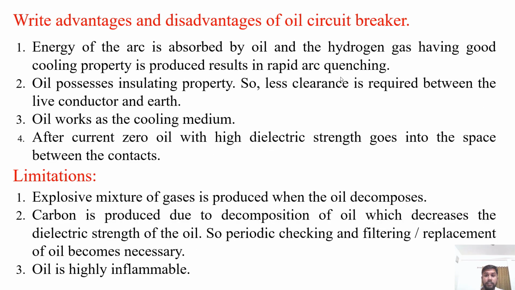Advantages and disadvantages of oil circuit breaker. So advantages are: energy of the arc is absorbed by the oil, and hydrogen gas having very good cooling properties is produced and results in rapid arc quenching.